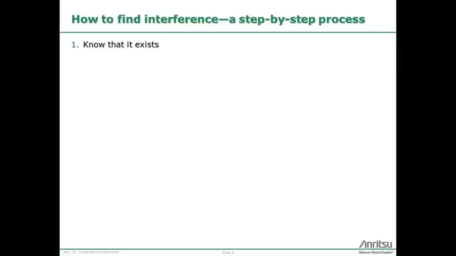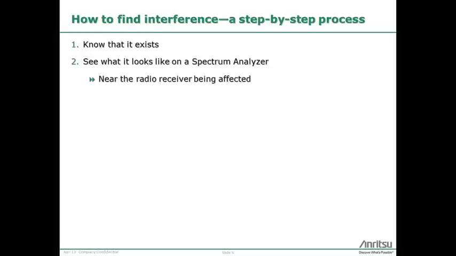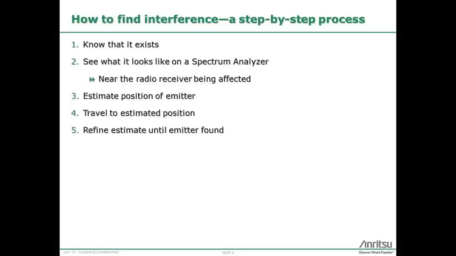So we've got a 5-step process we're going to talk about. Let's do a quick overview first. First thing is know that you've got a problem, know that it exists. See what it looks like on a spectrum analyzer. That's really helpful for knowing when you've actually found something. But you want to do that near where the radio receiver is being affected. Then we need to estimate the position of the emitter so we have an idea of where to go. Travel to that position, and then refine the estimate till the emitter is found. Sounds really simple, right? Well, there's a bunch of details that we'll go through.